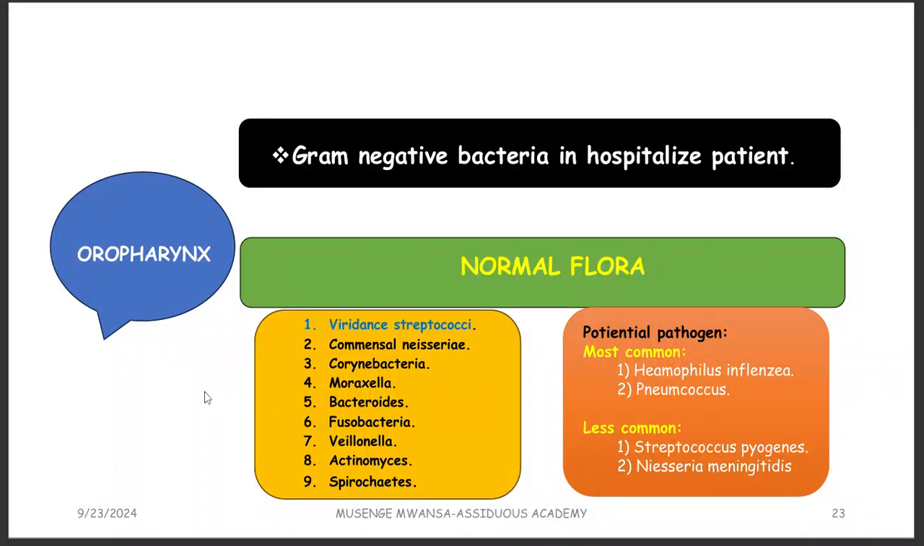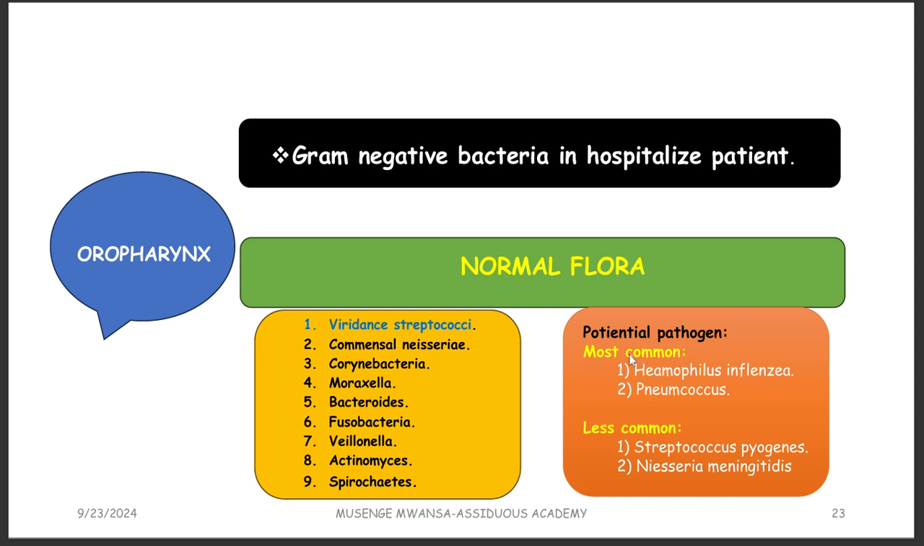The oropharynx has gram-negative bacteria in hospitalized patients. Gram-negative, guys. Okay. And then the normal flora that is there, the majority is the Streptococcus viridans, or the viridans group of Streptococcus. You also have the commensal Neisseria, Corynebacteria, Moraxella, Bacteroides, Fusobacteria, Veillonella, actinomycetes, spirochetes, but viridans is the most.